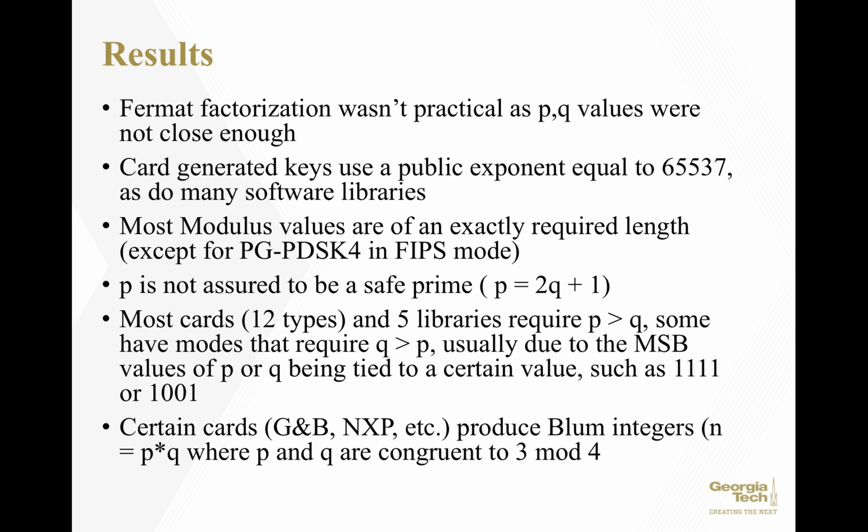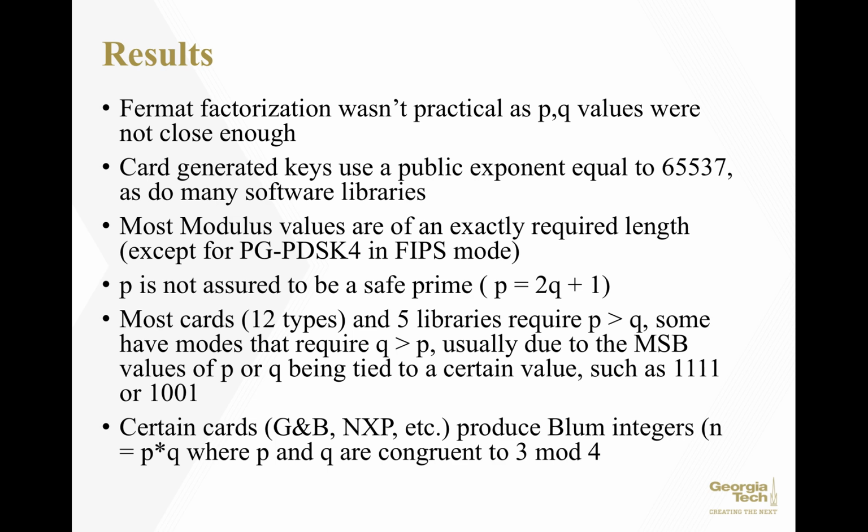Card-generated keys used a public exponent that was pretty consistently equal to 65,537, and most of the software libraries used the same public exponent or a user selectable number. The modulus values were almost always of the same required length, except in one case when I believe it was 2 bits less. P was not assured to be a safe prime in all these cases, where a safe prime is indicated to be 2Q plus 1.